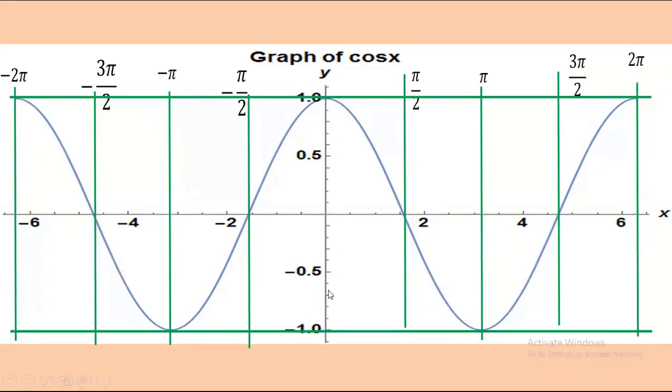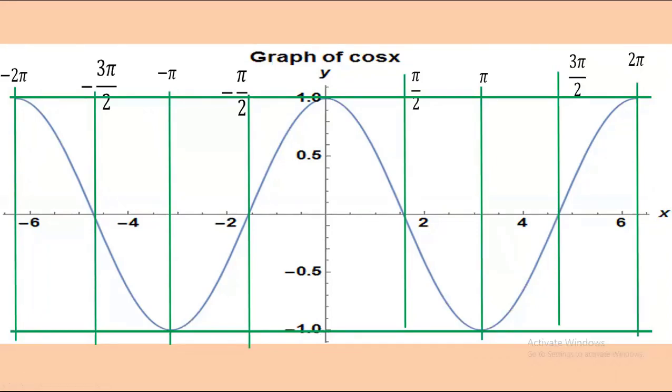about this line, that is, about the y-axis, the right portion will coincide with the left portion, or the left portion will coincide with the right portion. So this is symmetric. So the cos x function is symmetric with the y-axis.